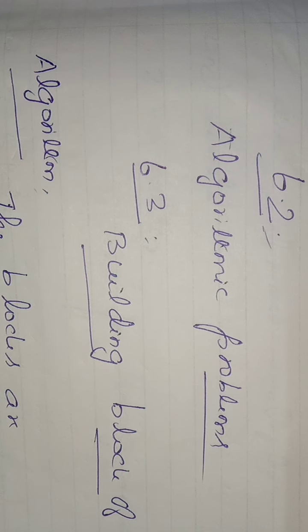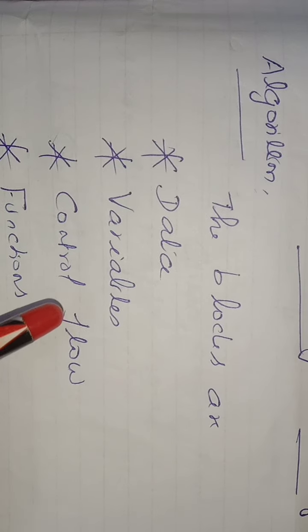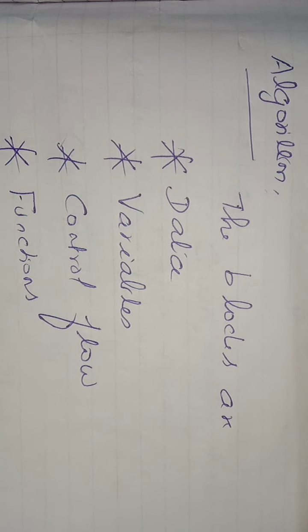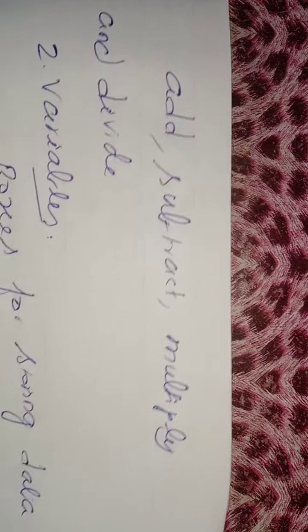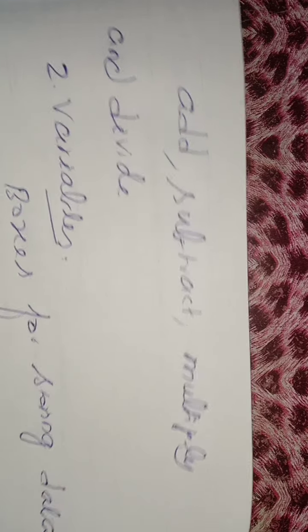Next, algorithmic problems. What are the building blocks of an algorithm? We have the data block, variable block, control block, and function block. What is data? It is a collection of information. You provide the input, the function does the job, and you get the output. The data can be a number, alphabet, or even multimedia data like audio or video. Using the input data, you can add, subtract, multiply, and divide. I think you know the arithmetic operations.